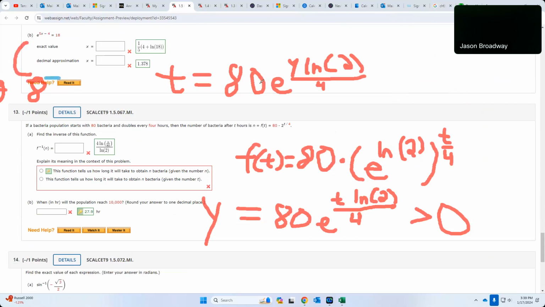So we have this, my inverse equation. I just need to divide both sides by 80, right? And I get t over 80 equals e to all that junk, right? y ln 2 over 4. Now I take the ln of both sides. I have another ln that I got to use. That's a little bit ugly, but it is what it is.